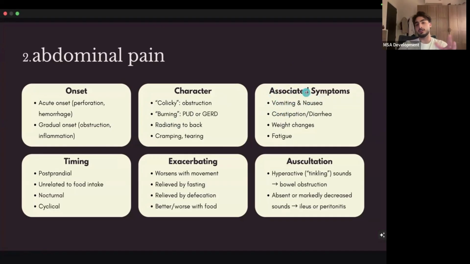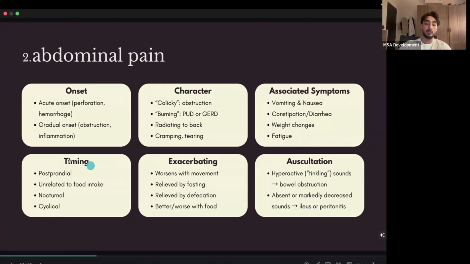This could be pointing towards things like maybe gastroenteritis, constipation or diarrhea. Obviously, weight changes or fatigue, which are things that are going to be more associated with chronic diseases such as inflammatory bowel diseases or maybe cancer.